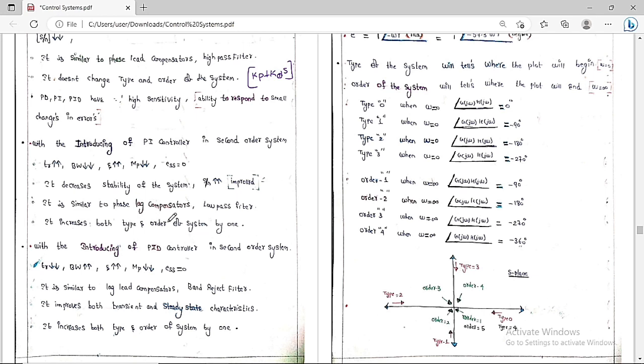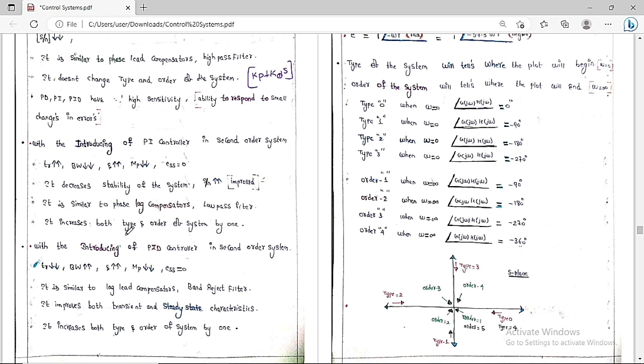So it is similar to a phase lag compensator as well as a low pass filter. I already told you this one. In the lag compensator, the pole is closer to the origin when compared to the zero. So we are going to get a low pass filter.